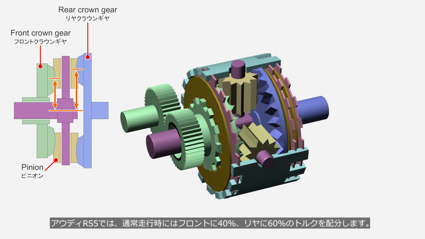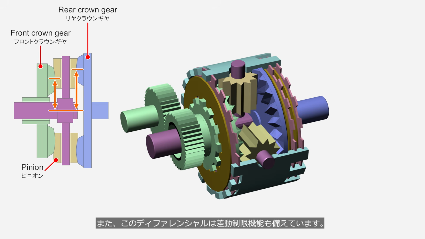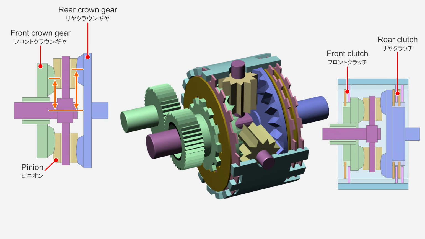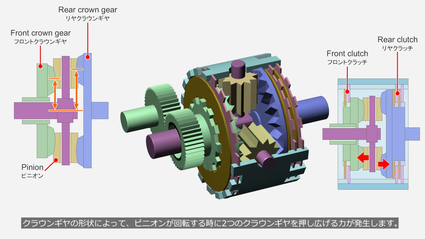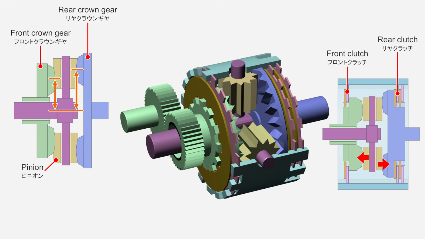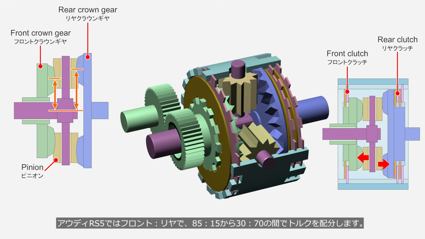Under normal driving conditions, the Audi RS5 distributes 40% of the torque to the front wheels and 60% to the rear. In addition, this differential also provides a limited slip function. Due to the shape of the crown gears, a separating force is generated that pushes the 2 crown gears apart when the pinions rotate. This force actuates the front and rear clutches, transferring torque from the slipping axle to the non-slipping axle. In the Audi RS5, torque can be distributed between the front and rear axles from 85:15 to 30:70.